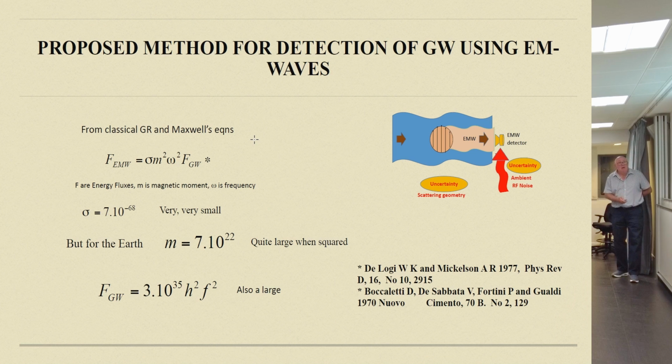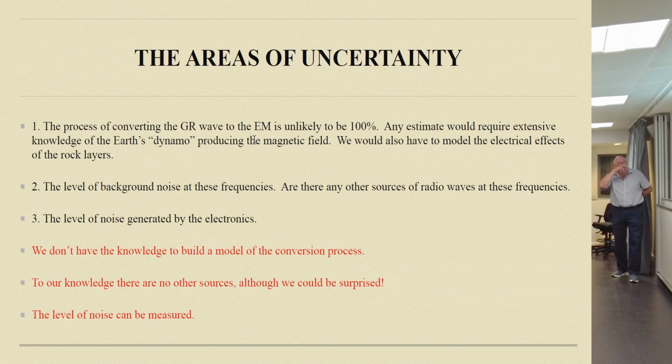I do apologise. Right. So the areas of uncertainty for this process will be converting the GR wave to an electromagnetic wave, which is unlikely to be 100%. All right, that seems reasonable. But the thing is, trying to produce any kind of model of the Earth's dynamo producing the magnetic field, and also all the layers of rock and so on, we don't have any knowledge of this, so we have to just hope that it's a reasonable number and gives us a reasonable signal.